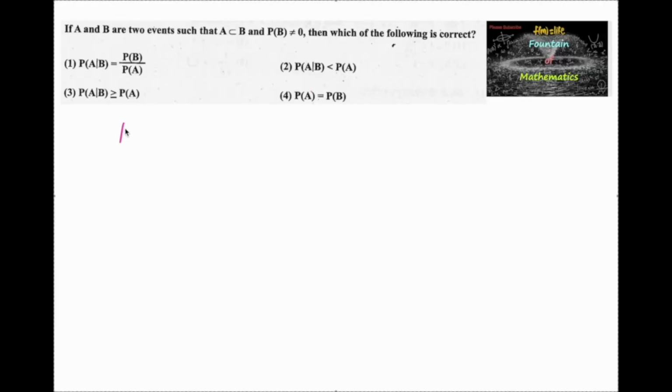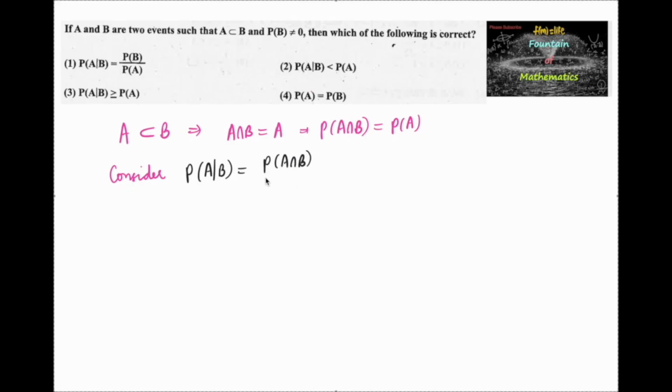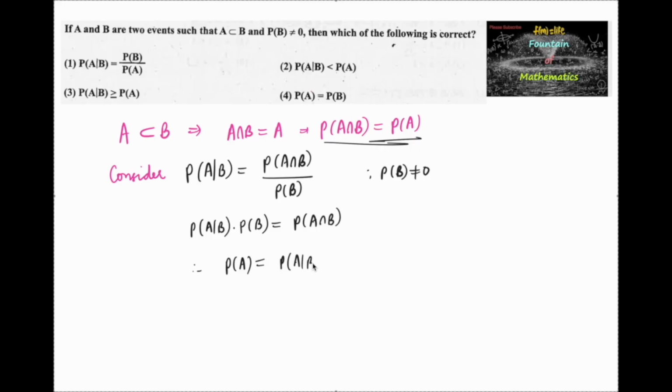Given that A and B are two events such that A is a subset of B, which implies A intersection B is equal to A, that is P of A intersection B is equal to P of A. Now let us consider P of A given B, which is equal to P of A intersection B divided by P of B. Here P of B is not equal to 0, so P of A given B into P of B is equal to P of A intersection B, that is P of A. Therefore P of A is equal to P of A given B into P of B.